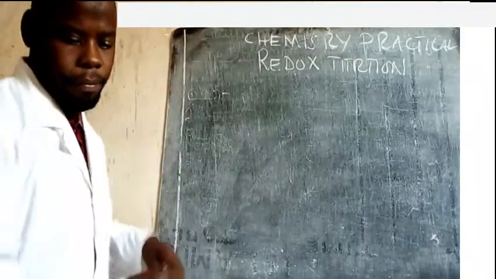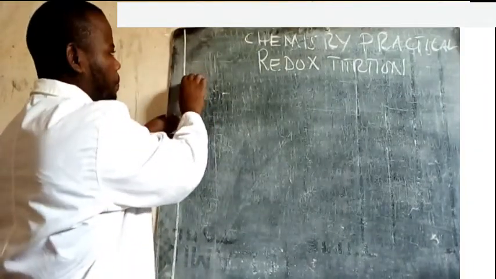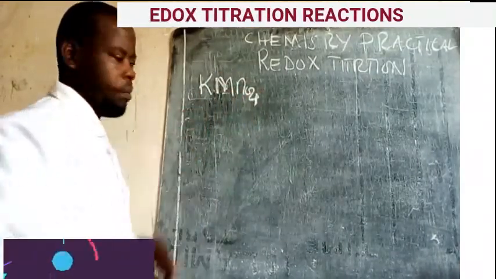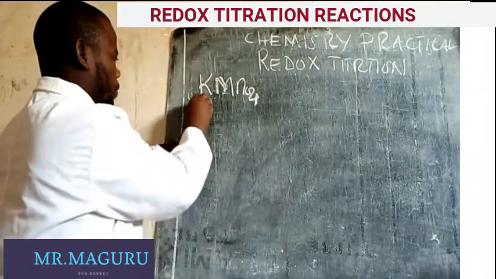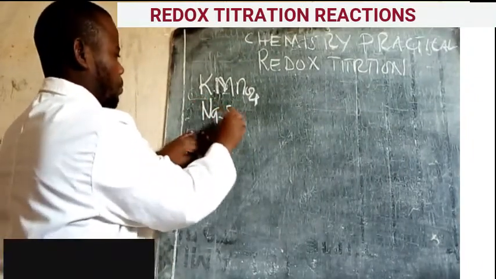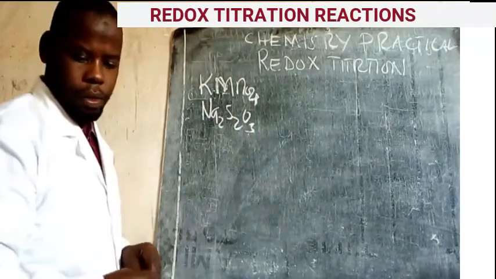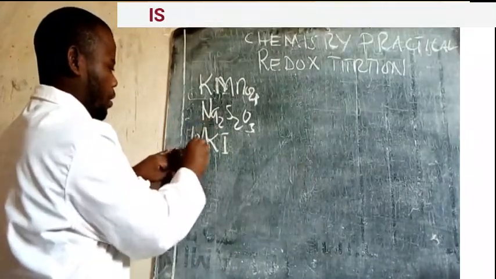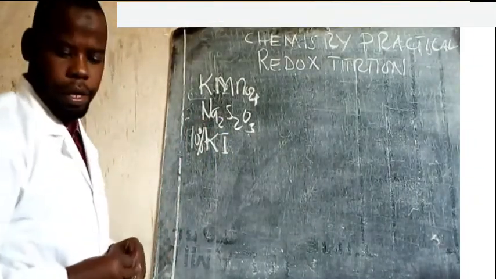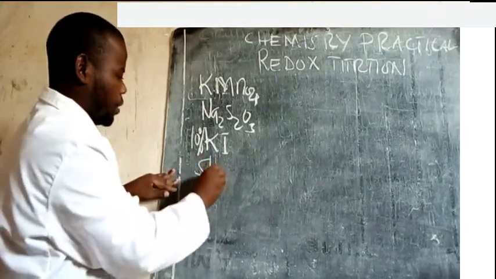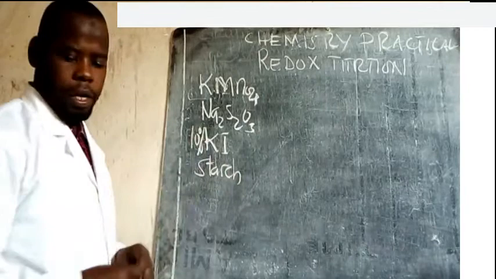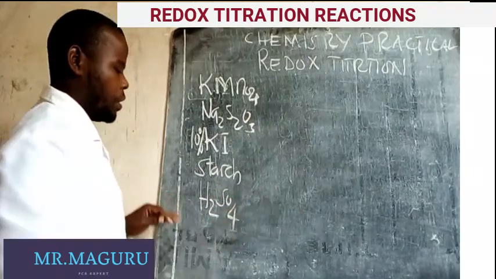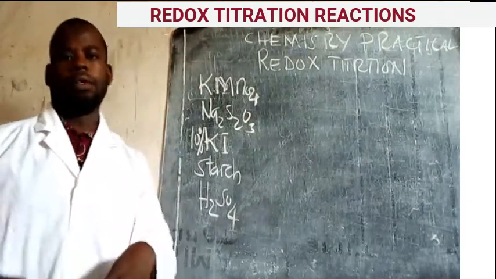So today we have potassium permanganate, sodium thiosulfate, potassium iodide 10%, and then we have starch, and then we have sulfuric acid to induce acidic medium within our solution.